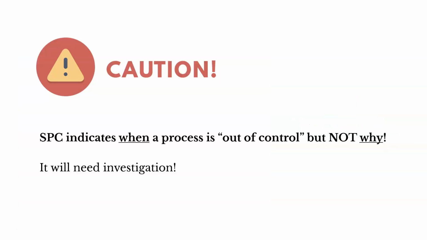Now, what's important here is that as you monitor these control charts, you're going to be looking for special cause variation and trying to understand why that's occurring. But you should note here that SPC indicates when a process is out of control, but not why it's out of control. So it's going to need some investigation.